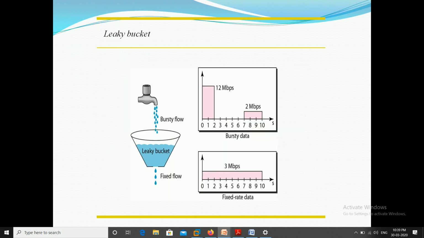In the bursty case, we have 12 Mbps, sometimes it has 2. So this 12 Mbps, 2 Mbps both will get stored in the bucket, but the bucket outlet is at a constant rate of 3 Mbps. You understand this term? The bursty data is converted into a fixed data rate.